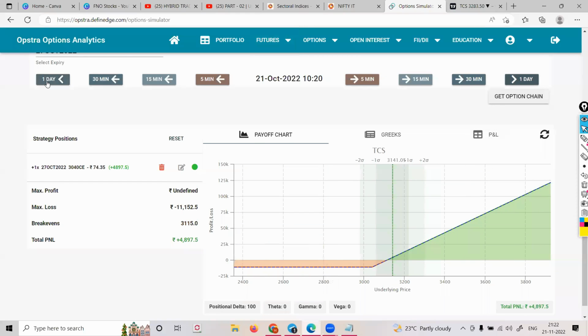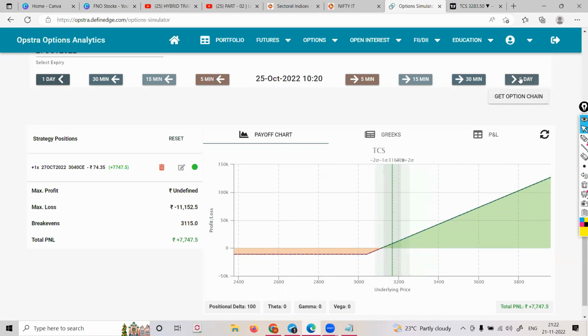See, let me take it to 1 day. This is what happened. Our profit was 5,500 at 3,143. The next day the market opened flat, 3,141. We lost almost 1,000 because that was the theta value. Next day, if the market stays static, this will become 3,500. You're getting the point, right? The theta will eat up your profit.